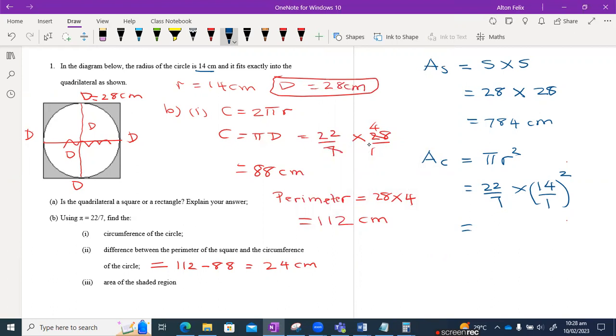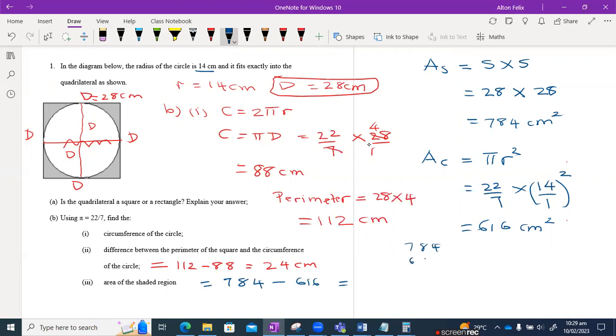So something I forgot to write upstairs there. When you write an area, you must write it in square centimeters. So this will be 784 square centimeters. And if we are to find the shaded region, we're going to take the difference between 784 and 616. Right, and we can work out that quickly here.